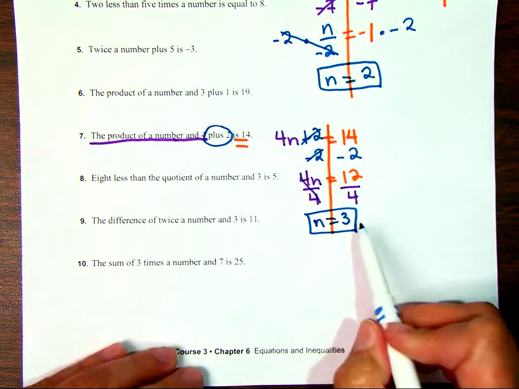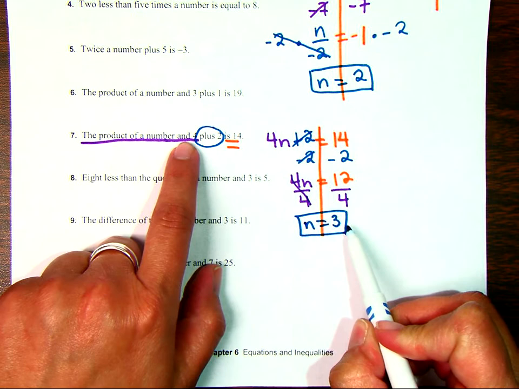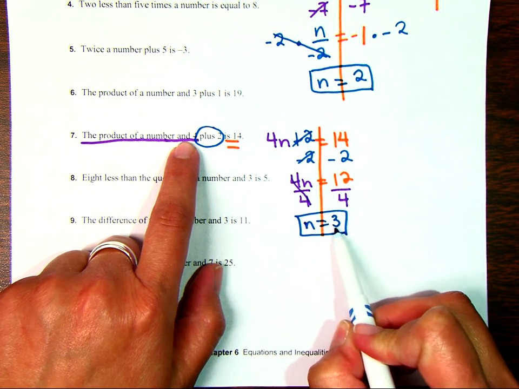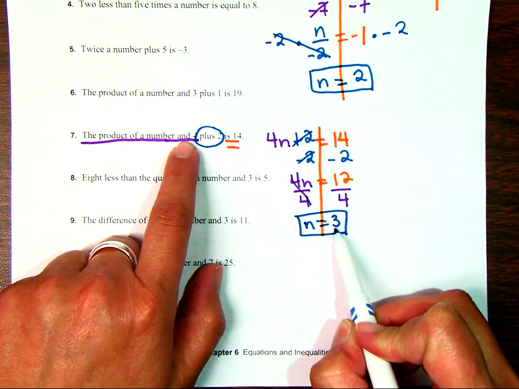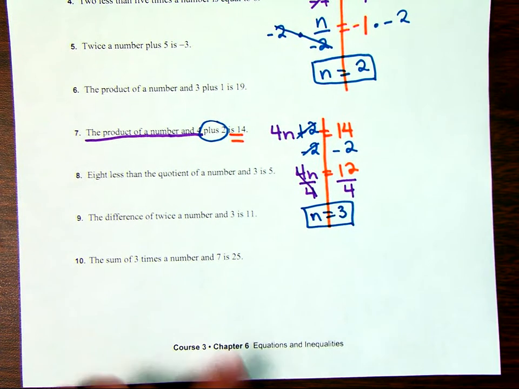So again, substitute that back in. The product of a number and 4, well, the product of 4 and that number 3 is 12. 12 plus 2 is 14, so you know that it checks out. Okay, let's try 2 more. Let's try number 8 and 9.